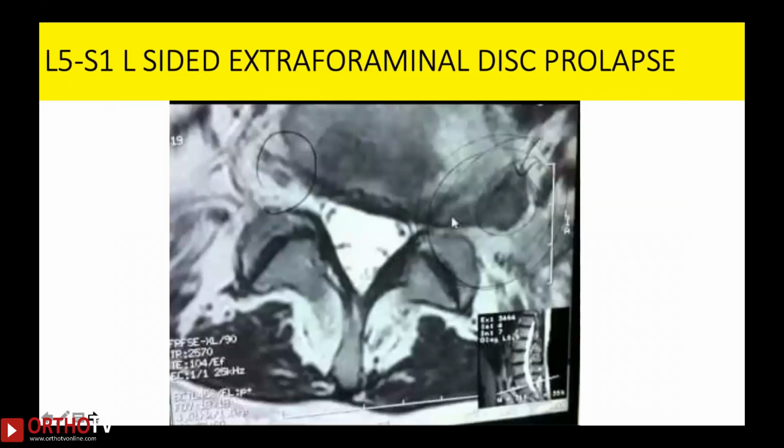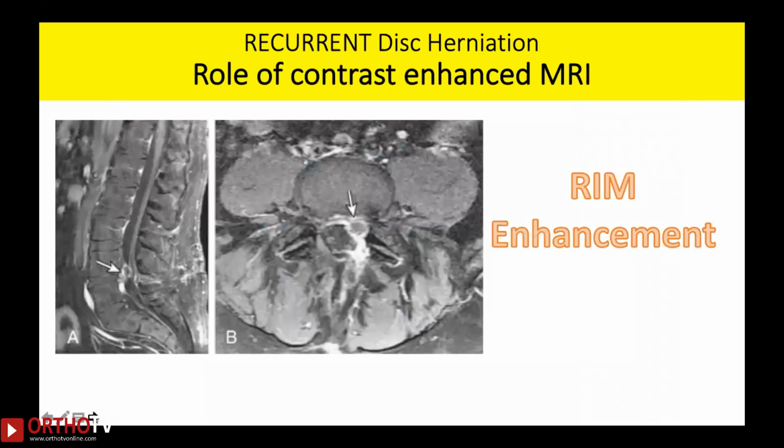Similarly, this is an L5-S1 left-sided extraforaminal disc prolapse. Extraforaminal disc prolapse is far rarer compared to a canalicular disc herniation, but they are very painful and often a missed diagnosis. Patients who have recurrent disc prolapse, we can find it difficult to confirm the diagnosis on a routine MRI.